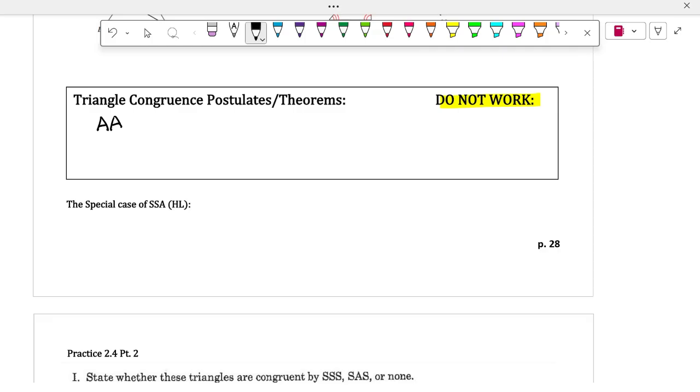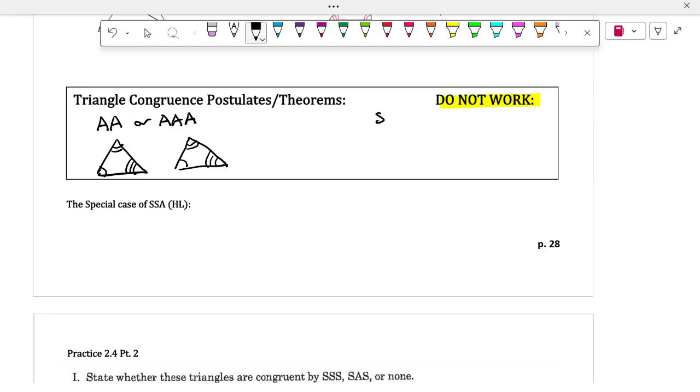Any iteration of angle, angle, or angle, angle, angle. Because we could say it is angle, angle because of the third angle theorem. Or you can just say all three angles are congruent. Because while it does give us same shape, it does not necessarily give us same size. So, angle, angle does not work in terms of congruency.